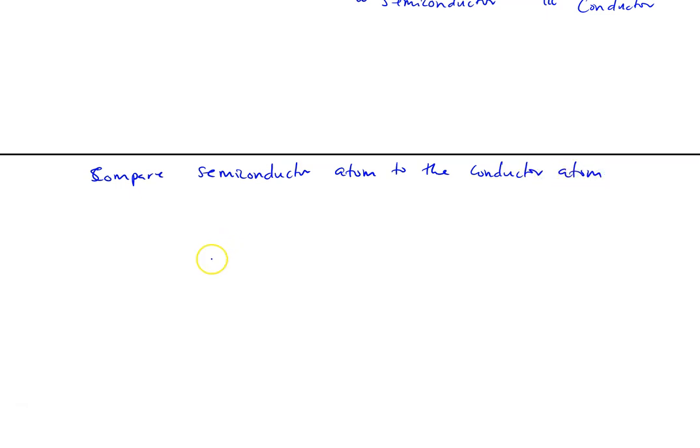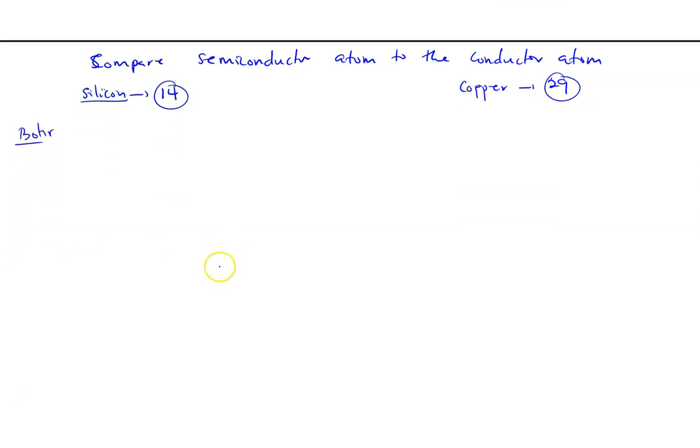So how are you going to compare it? See, let's take the silicon. We are going to take silicon as a semiconductor atom. Silicon has 14 electrons. Okay. And we are also going to take copper, which has 29 electrons. Okay. So according to Bohr's law, Bohr provided the formula. That is chemistry. I'm reminding you of certain stuff, right?